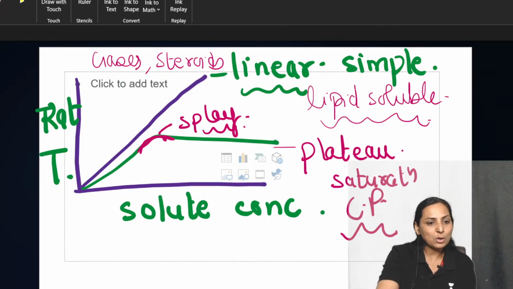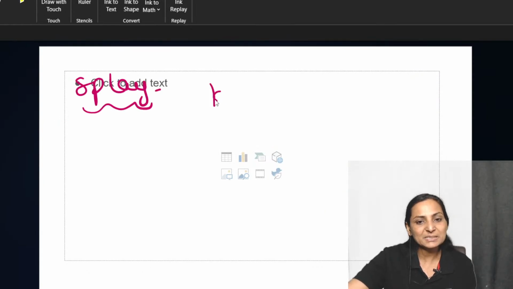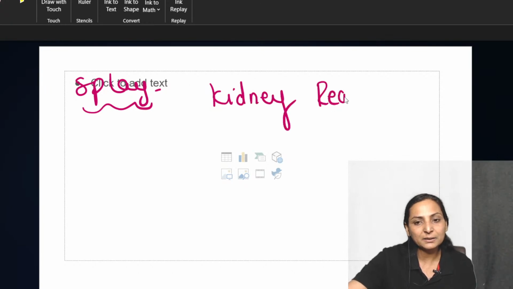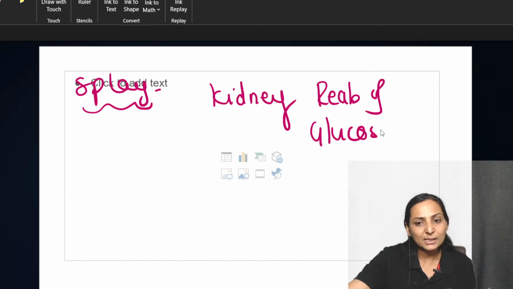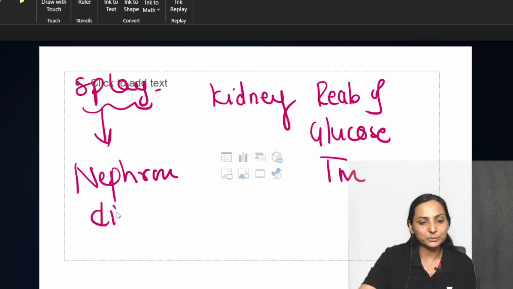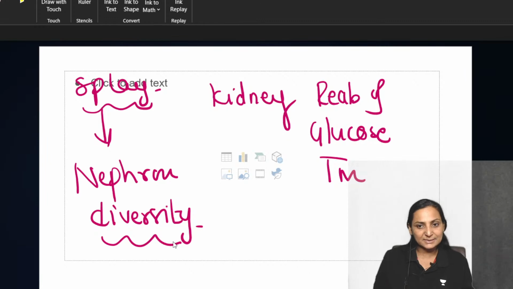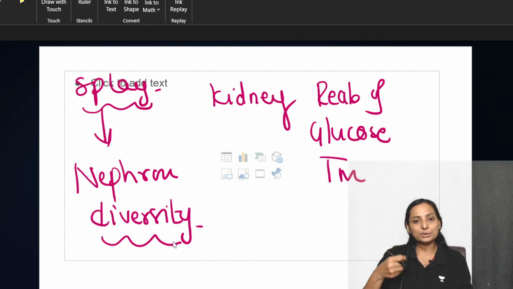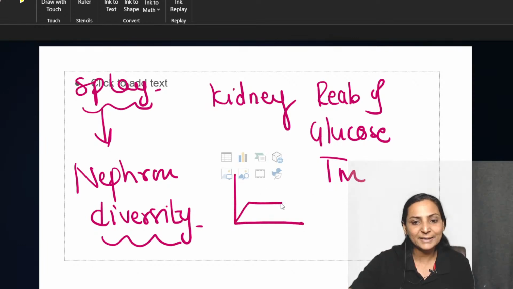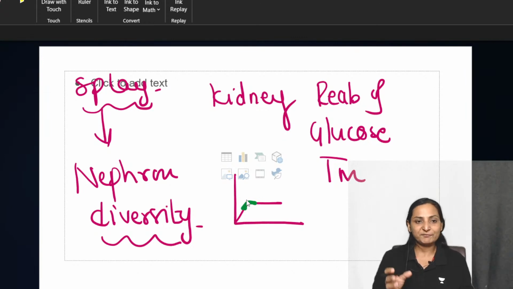right? So what is the cause of that splay, if I just want to add on? The cause of that splay, especially when we speak of kidney and the reabsorption of glucose which shows transport maximum, is the nephron diversity. What is nephron diversity? I mean to say that there is a difference in the reabsorptive capacities of different nephrons. Each kidney has about 1 to 1.2 million nephrons. So every nephron has its own saturation, and therefore the graph of facilitated diffusion, this is the graph of facilitated diffusion. But if I want to make a splay, I just make it a bit rounded. So that shows the nephron diversity.